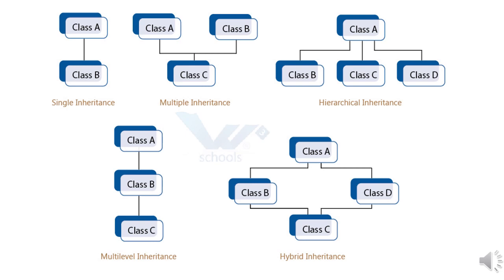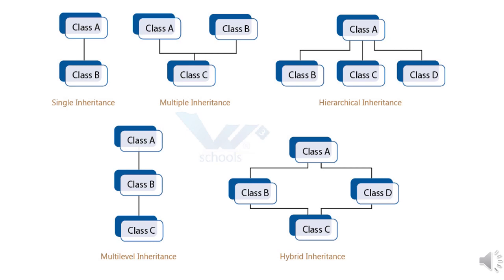The next one is hierarchical inheritance. Here you can see that the classes B, C and D are inherited from class A. So A is the base class. When more than one class is derived from a single base class, it is called hierarchical inheritance.